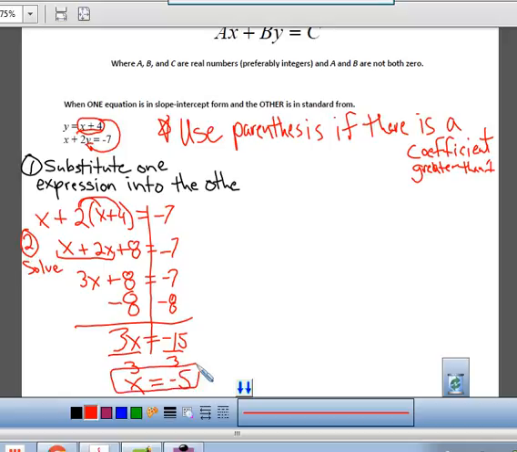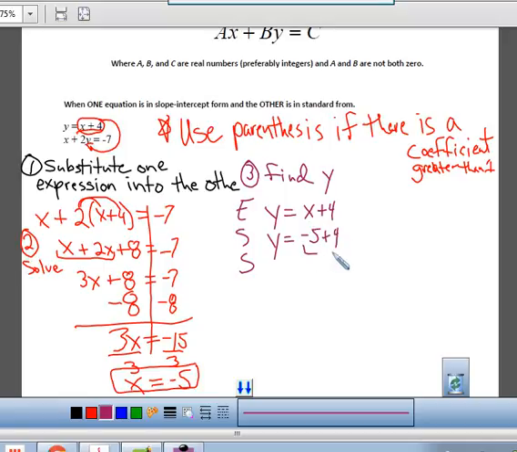We found one of the variables, x. Now, step 3, we're going to find y. How are we going to do that? Let's use one equation. Let's use the top one. We're going to do ESS. Y equals x plus 4. I know what x is. It's negative 5. So y equals negative 5 plus 4. What is negative 5 plus 4? Y is equal to negative 1. So basically I have my solution now: negative 5, negative 1.